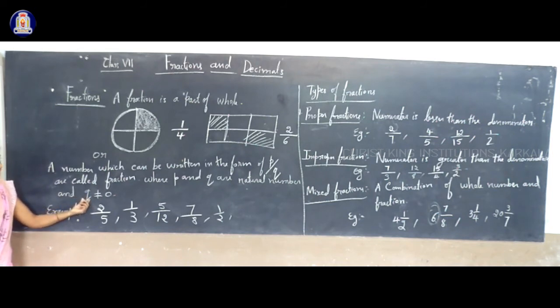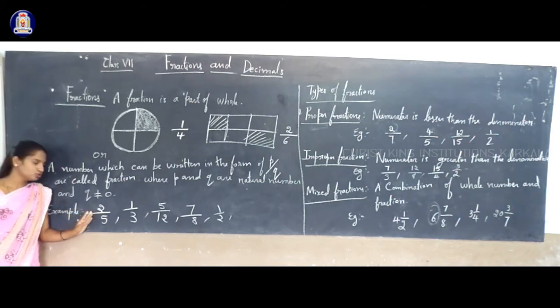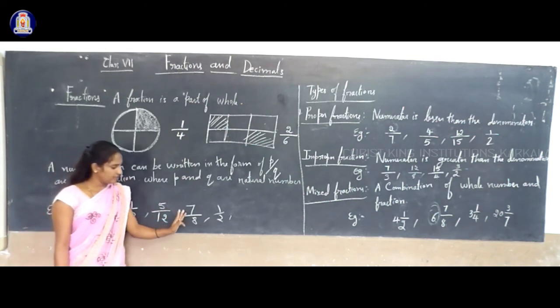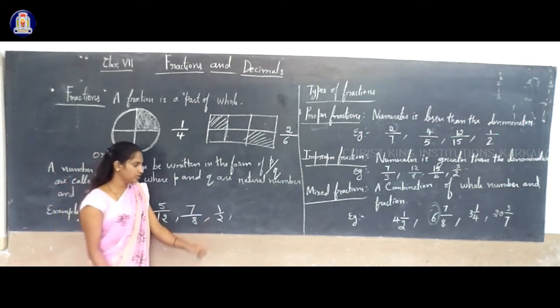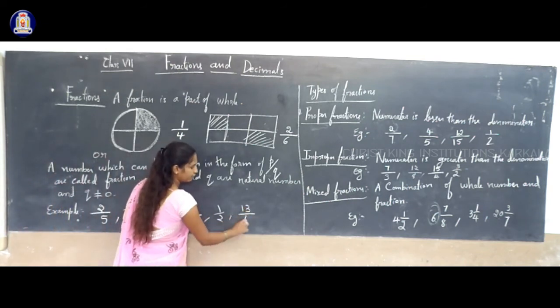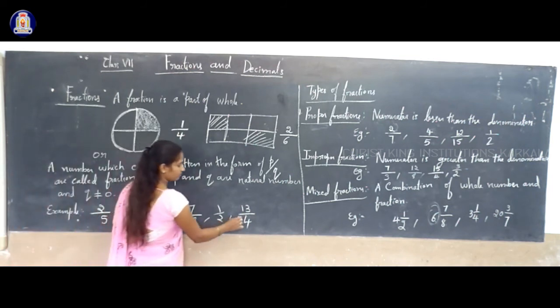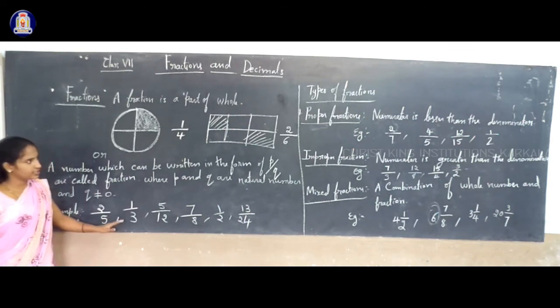Denominator means Q, right? In P by Q form, Q is the denominator. So the denominator should not be equal to 0. For example, we can write 2 by 5, 1 by 3, 5 by 12, 7 by 8, 1 by 2, 13 by 4. All these are fractions, right?